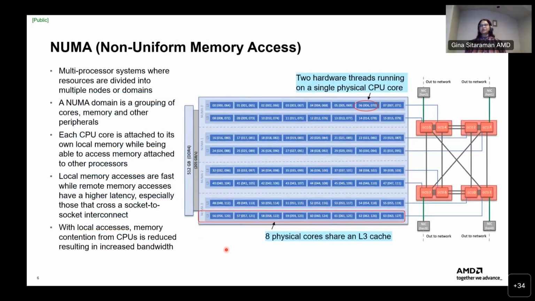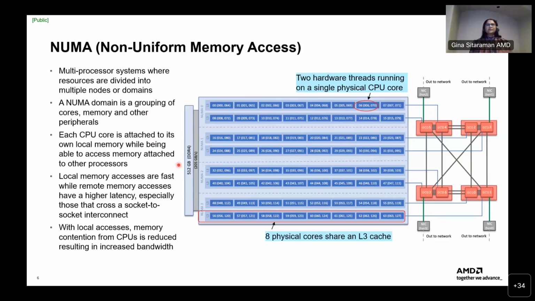NUMA refers to non-uniform memory access. In multiprocessor systems, resources are divided into logical entities, and that is what we call NUMA domains. A NUMA domain is a grouping of cores, memory, and other peripherals, the various resources. In this kind of multiprocessor system, each CPU core is attached to its own local memory, while being able to access the memories of all the other processors.